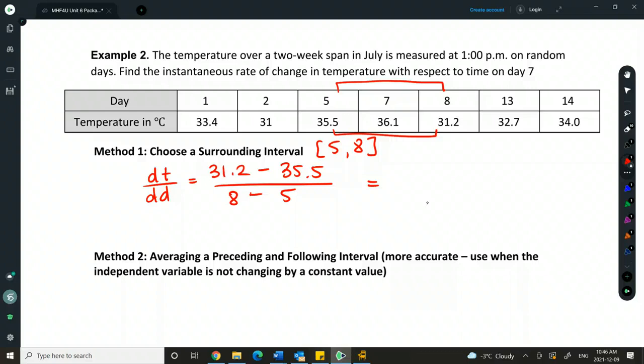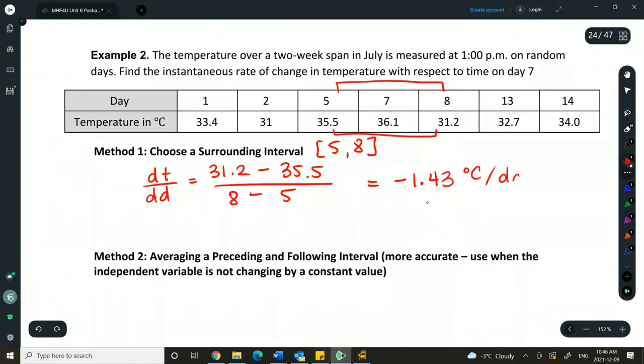Okay, what do we get? Clayton, what'd you get? -1.43, and this is degrees Celsius per day. Okay, so over that span, we are going down by approximately 1.43 degrees per day, measured in Celsius. Okay, so that is a method that we can use.